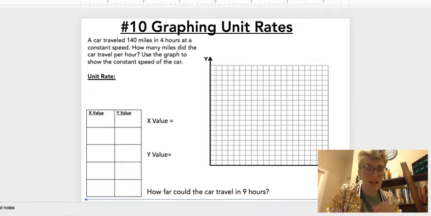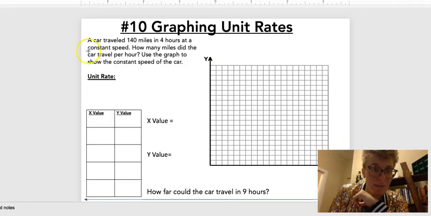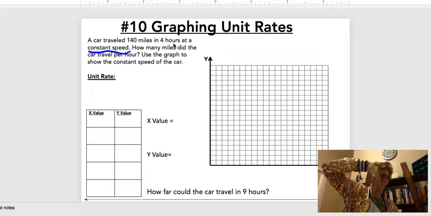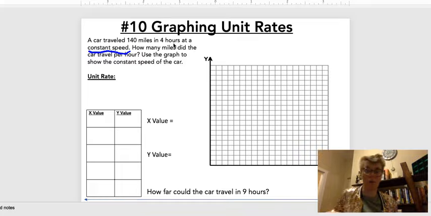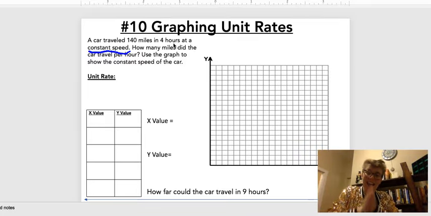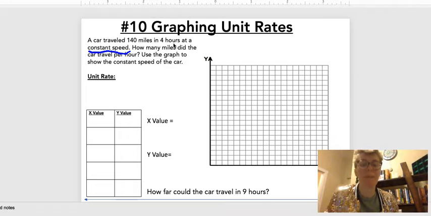It says a car traveled 140 miles in 4 hours at a constant speed. When I see constant speed, that means that we're going to be having the same speed every hour. So if we're going like this, we're having the same speed walking every single hour. It's not going to be like slow. It's going to be the same speed. So constant means same. How many miles did the car travel per hour?